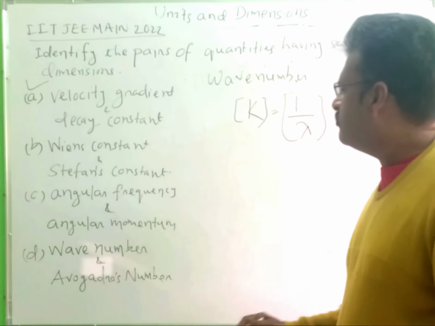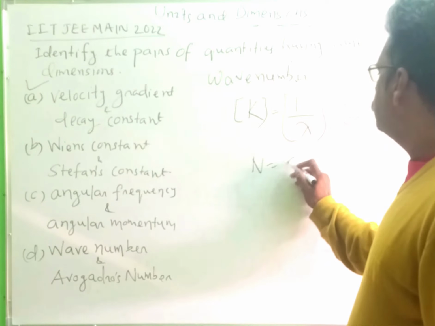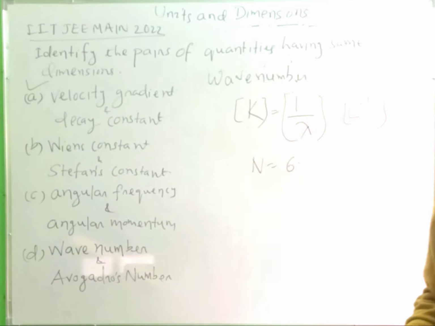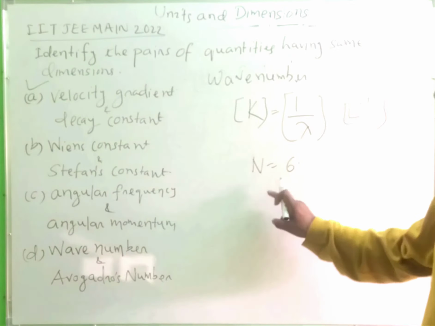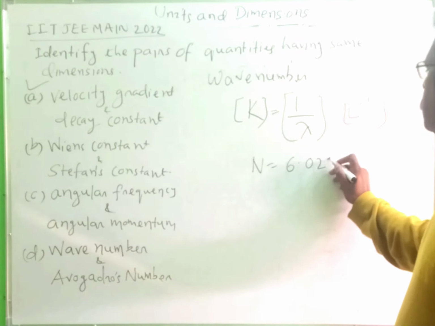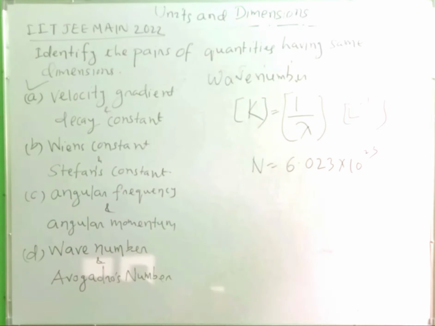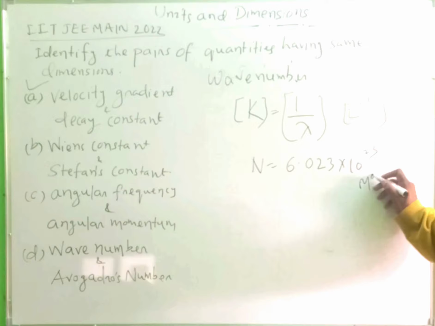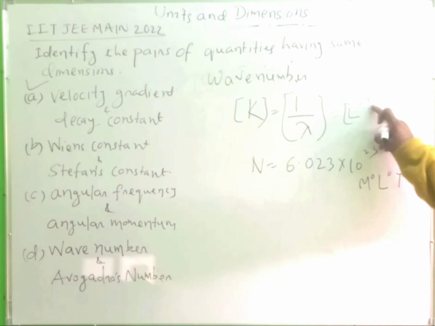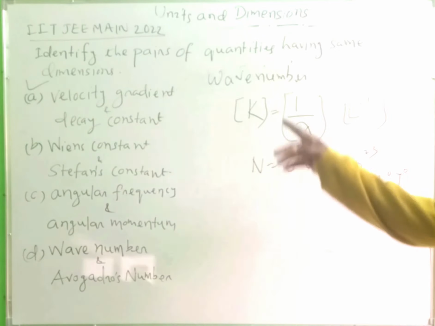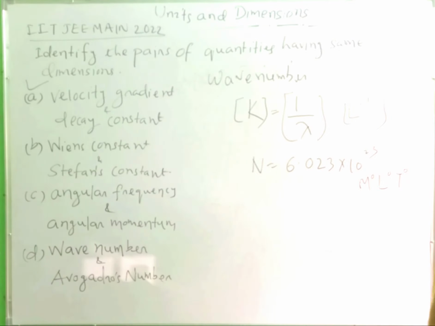And what is Avogadro's number? It is a pure number, you know, the number of atoms in 22.4 liters at STP, and that is N equal to 6.023 × 10²³. This is a pure number, so it is dimensionless, or the dimensions are M⁰L⁰T⁰. Okay, students, so their dimensions also differ. So the correct answer is option A, students.